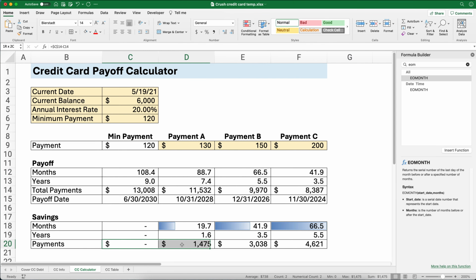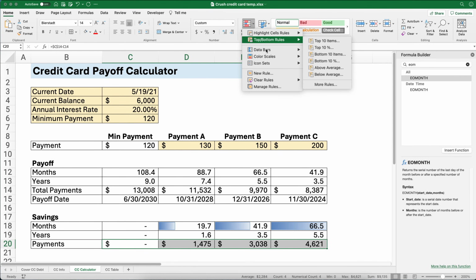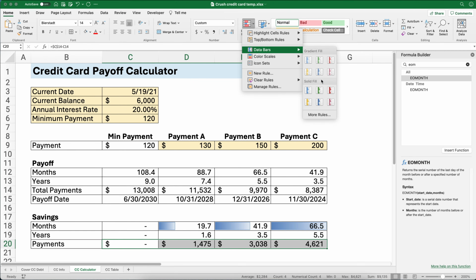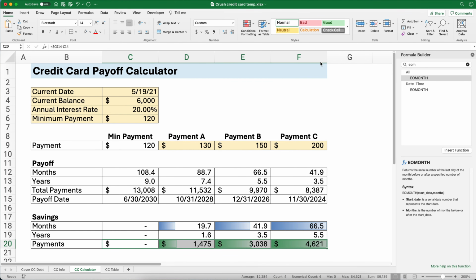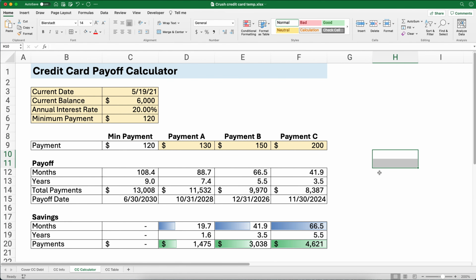Let's do the same thing for our payments down here. I'm going to do conditional formatting again, data bars, and I'm going to do green in this case, so you can see how much our savings are. So I think that's a good way of looking at it. So you can certainly do this on yours.